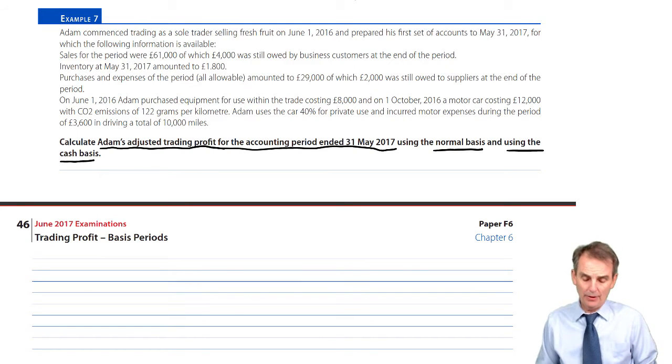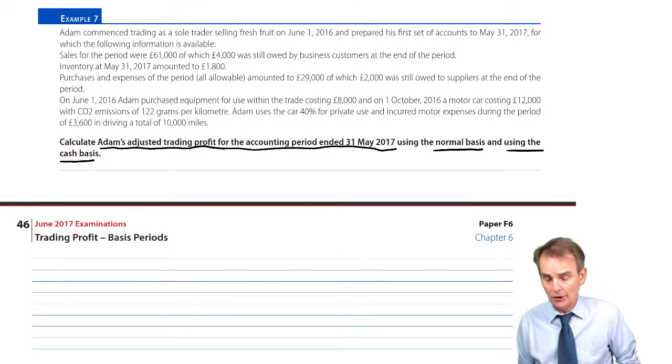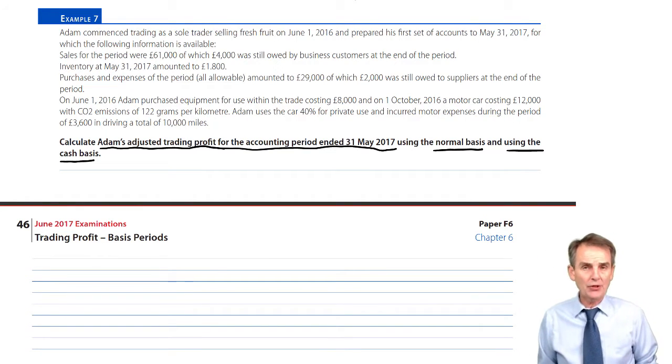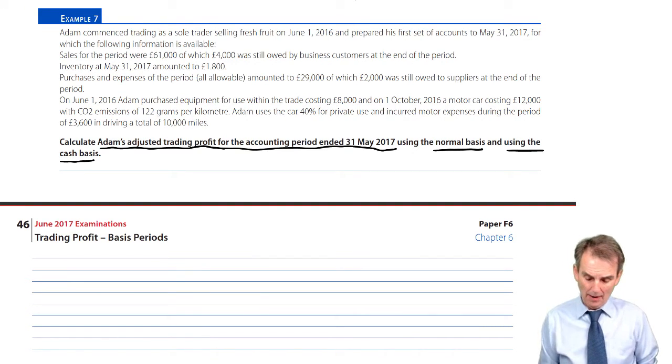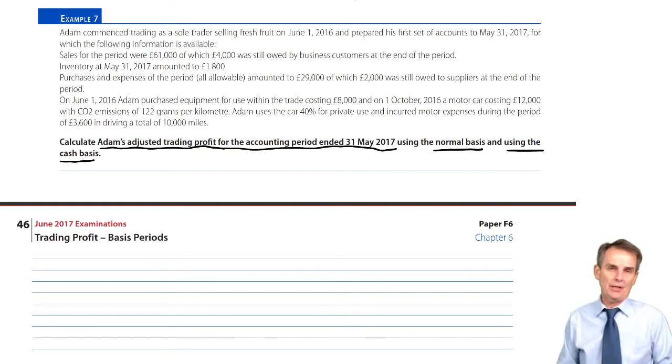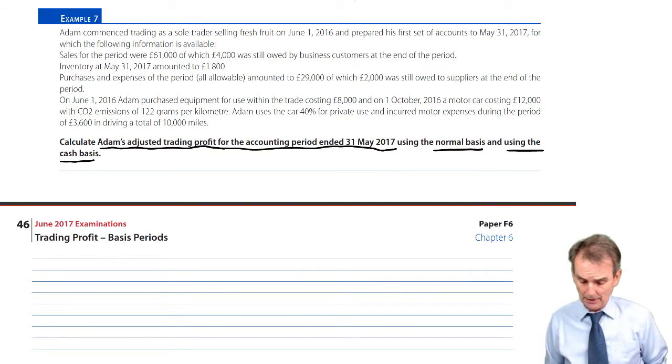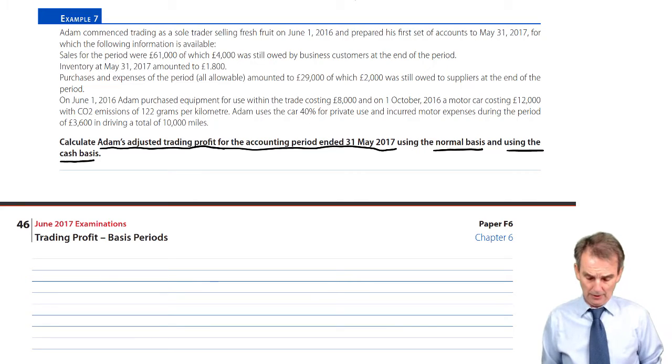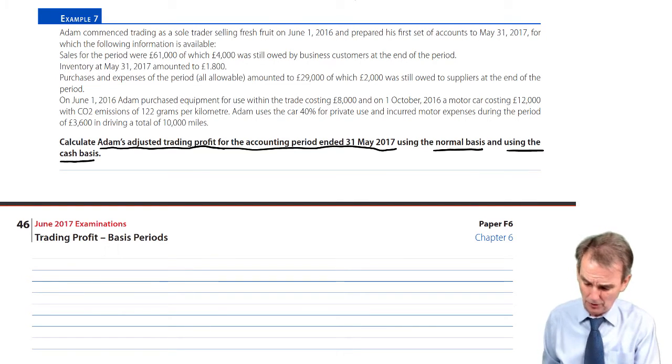Okay, well, at the end of the previous session, I left with, as you see on the screen here, example 7 to have a go at. So let's see how you fared in relation to that, and I'll talk you through the answer to it. Right, we had to compute the adjusted trading profit using the normal accruals basis and also then using the cash basis. But we had to assemble all of the information from what we were told.